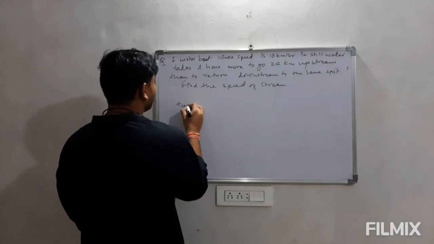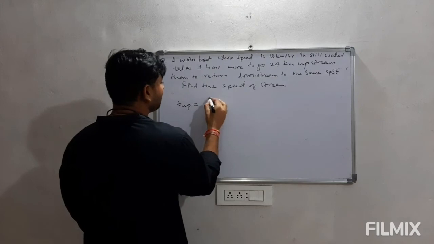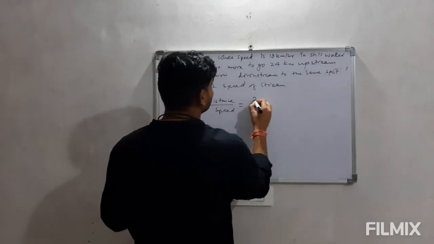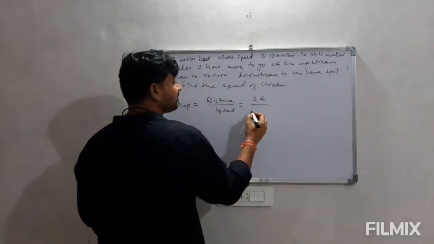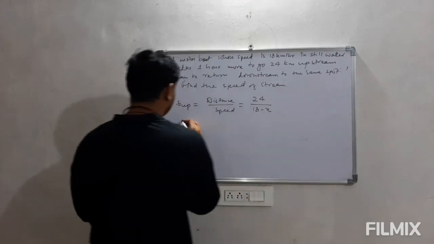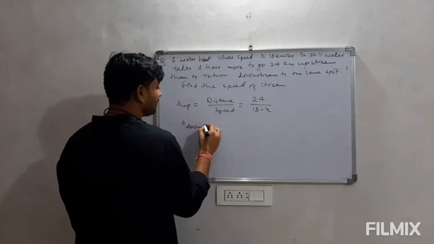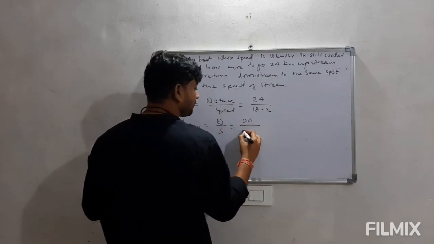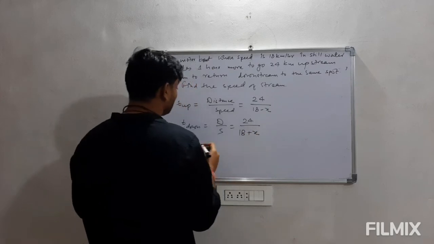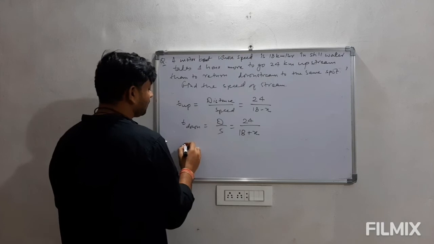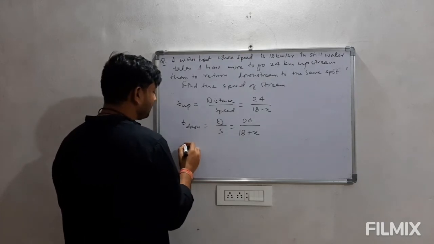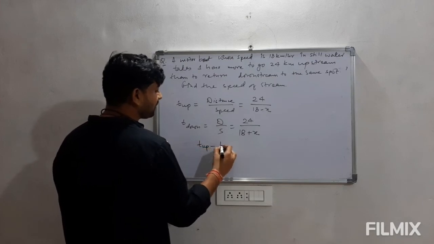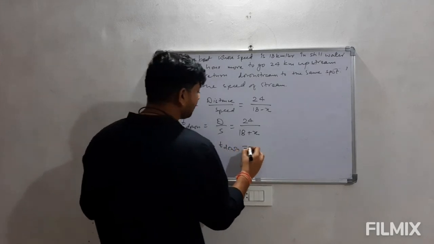So if we talk about time taken in going upstream, it will be distance upon speed. Here the distance is the same in both cases, 24. The speed in upstream is 18 minus x. And time taken in downstream will be distance upon speed, distance is 24, and the speed here is the addition, that is 18 plus x. So clearly, according to the question, the difference between these two timings, time taken in upstream minus time taken in downstream, is given as 1.